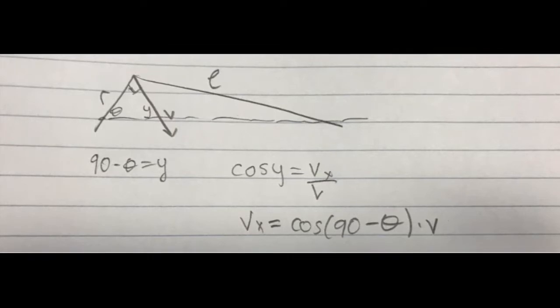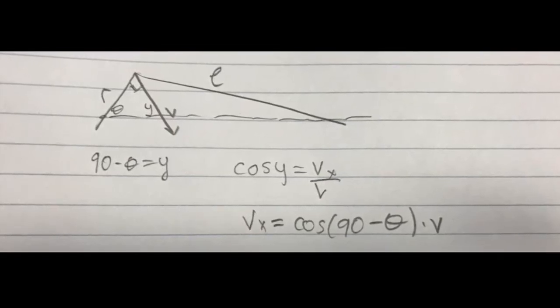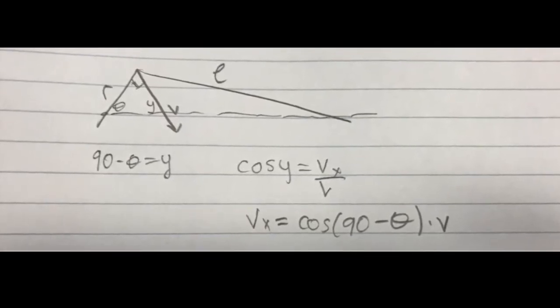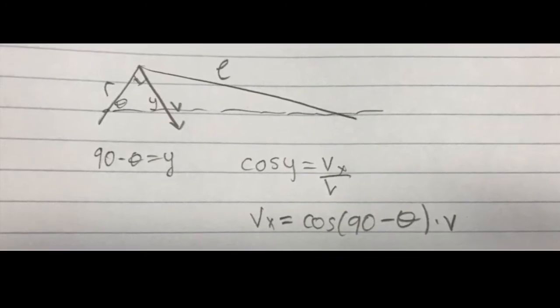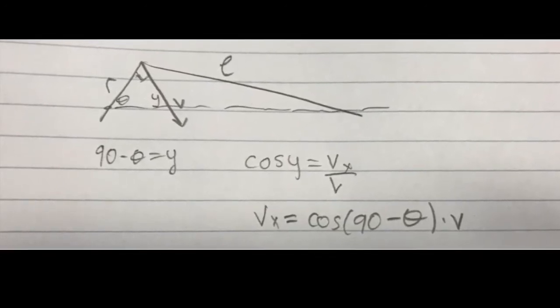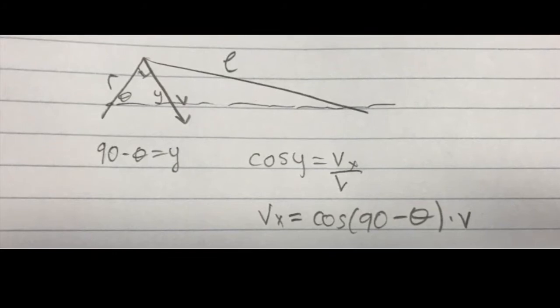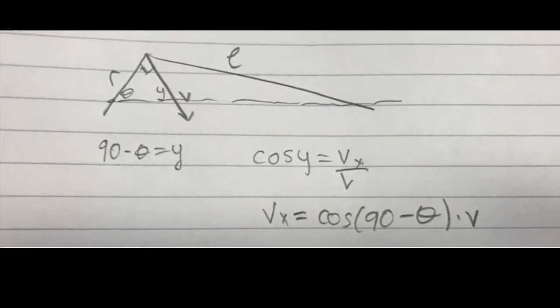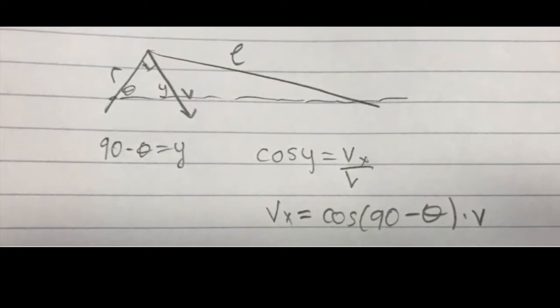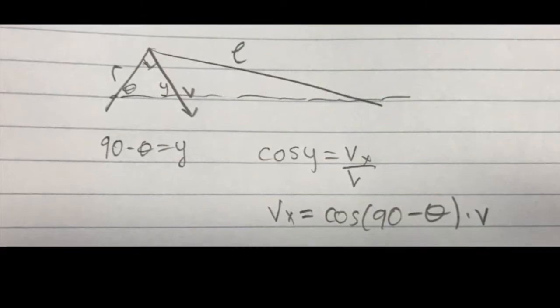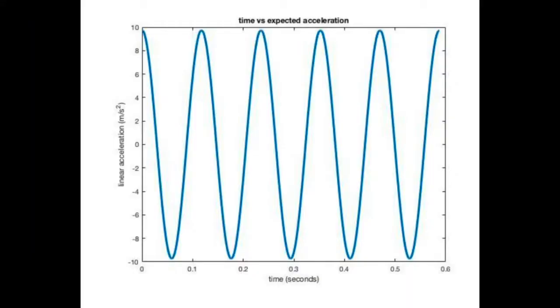Once you have RPM, you can convert that to angular velocity by multiplying it by 2 pi over 60. Then you can convert angular velocity to tangential velocity by multiplying by the radius of the motor arm. Once you have the tangential velocity, you can use a little bit of trig to calculate how that tangential velocity correlates to linear velocity along the peg or the accelerometer.